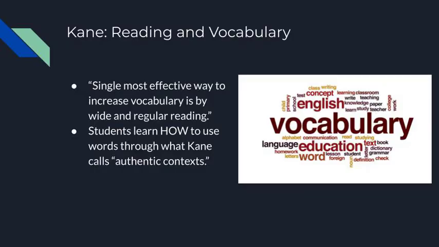Kane chapter 6 was all about reading and vocabulary. It's no surprise that the single most effective way to increase a student's vocabulary is by reading. So often, ELA teachers especially will use these one-off vocab sheets where a word is presented almost out of context, definitely not using what Kane refers to as an authentic context. And these words are just there, and students are expected to memorize them without having any sort of real connection to them. That is definitely not an effective way to understand and eventually work this vocabulary into their own language.